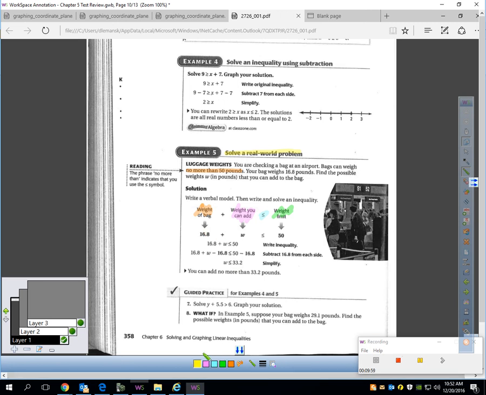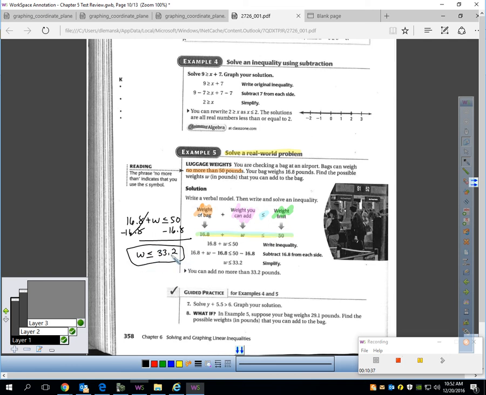So you can see they wrote an equation here. They wrote 16.8 plus W is less than or equal to 50. I shouldn't have called that an equation. It's an inequality, but there's an equal in it, so I just wasn't thinking. It's an inequality. Now, I want to solve the inequality. So, I can take 16.8 plus W is less than or equal to 50. I can get W by itself by taking away 16.8. And I'm finding out that W is less than or equal to 33.2. So I could add up to 33.2 pounds.